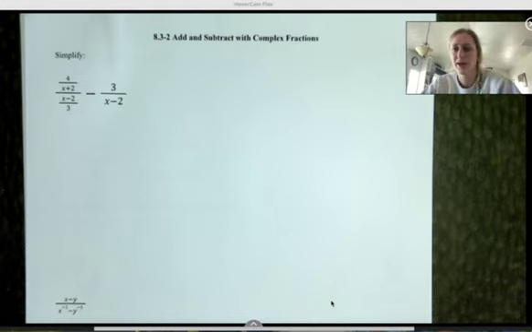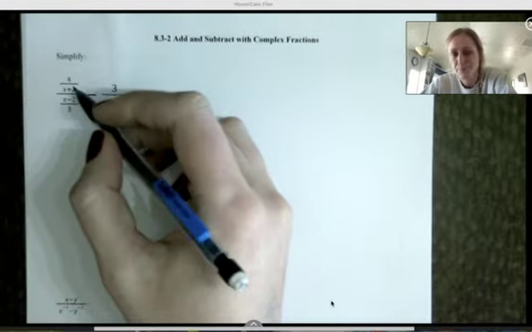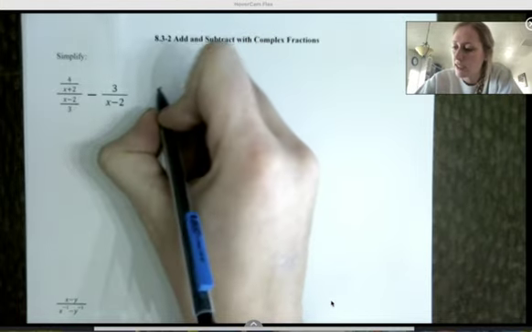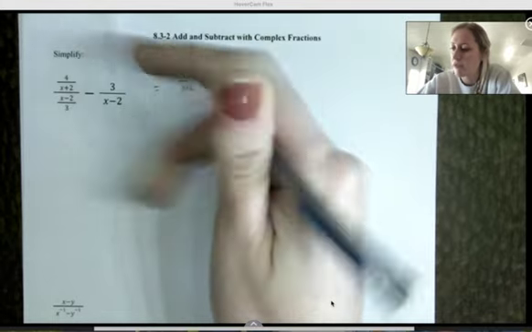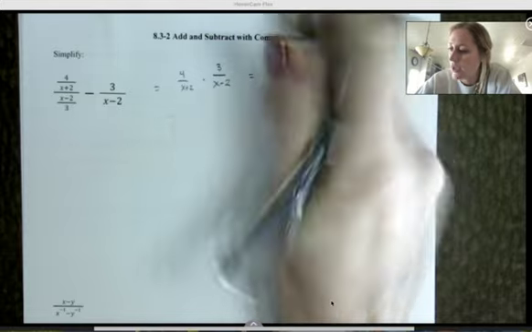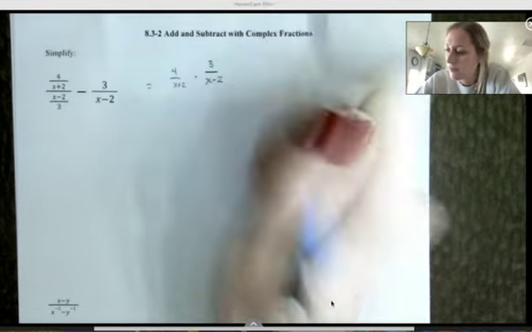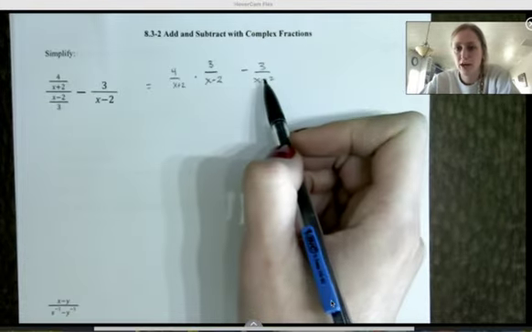In this video, we're going to continue adding and subtracting, but we're going to throw in some complex fractions as well. So you want to simplify your complex fractions if you can right away. If you think about it, I'm doing division before my subtraction, so I'm following order of operations here. Remember division, this is the same as 4 over x plus 2 times, right, you flip the second one, 3 over x minus 2, and then we have minus 3 over x minus 2. So I'm going to do the multiplication before the subtraction.